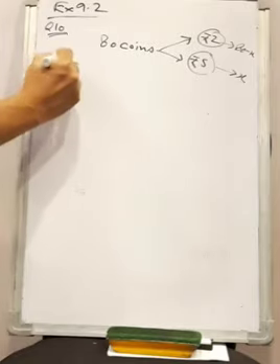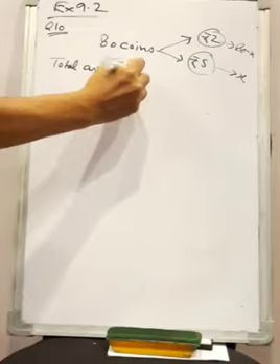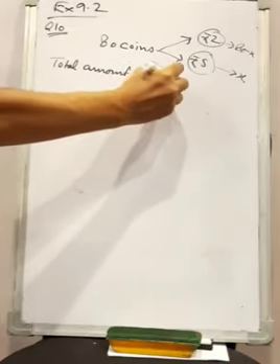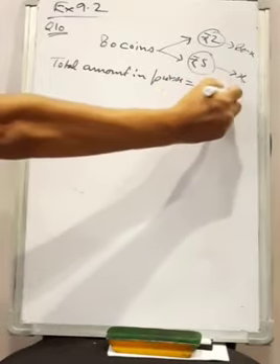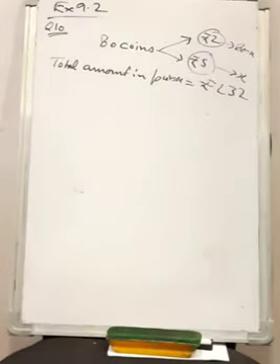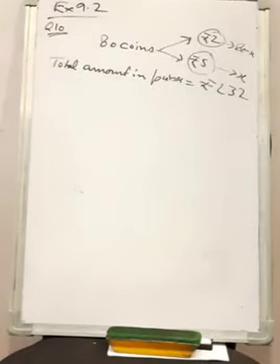Now it is given in the question that the total amount in the purse is rupees 232, right? So how do you find the amount of these many coins of rupees 2? Suppose you have 10 coins of rupees 2. So how much money do you have? 10 into 2, that is 20, right?